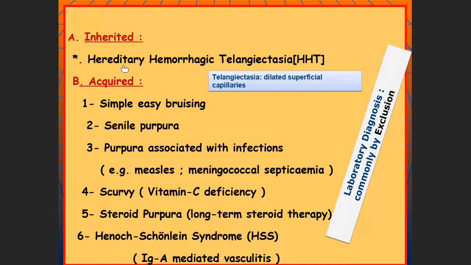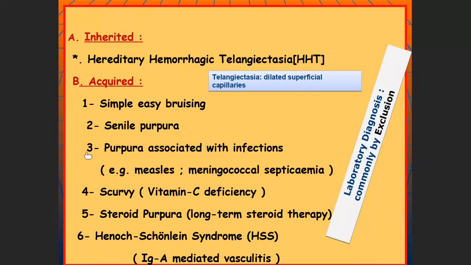Acquired purpura can be in the form of simple easy bruising. In some people, with any bump to the body the color changes because of rupture of blood vessels and purpura. This is simple easy bruising. It is common in middle-aged females. The second type of acquired purpura is senile purpura. This is purpura in old patients, and the cause is degenerative changes of connective tissue due to the aging process.